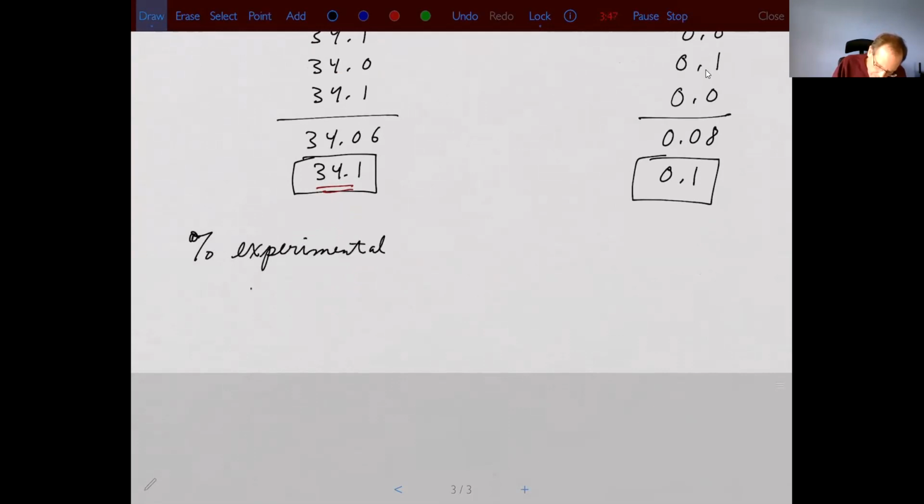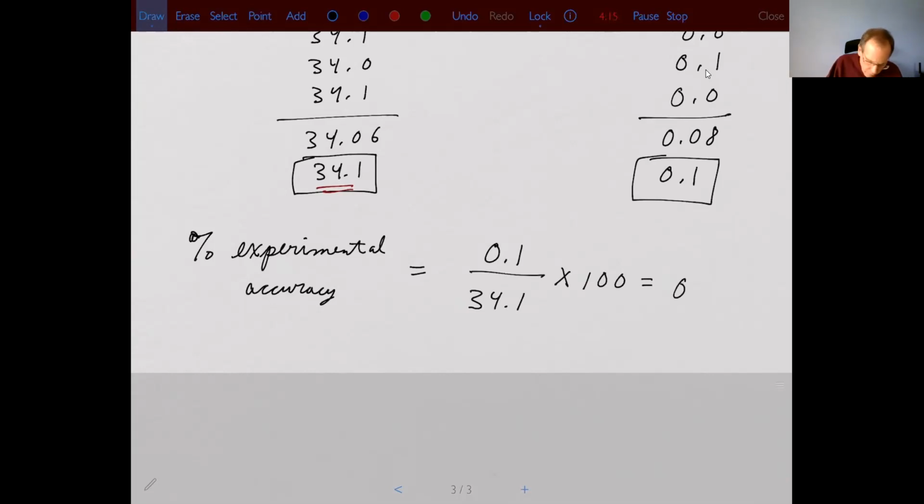percent experimental accuracy, I take my average absolute deviation, so my 0.1, divided by my average acceleration, and then I multiply by 100 to make it a percent. So if I work this out, 0.1 divided by 34.1 times 100, I'm getting around 0.29%, which is good, right? Much less than 1%. So it's very low percent accuracy, which is great. It means there's very low variability in the data.